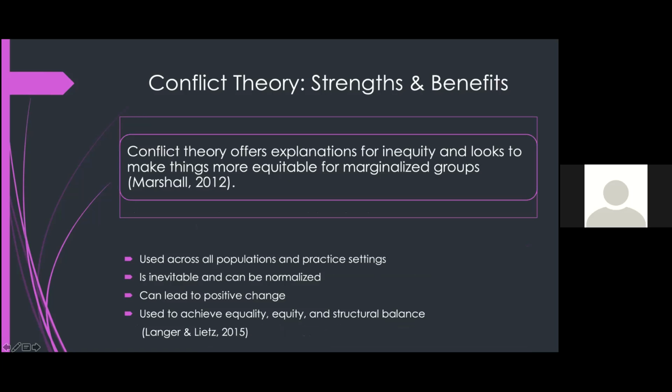There are many strengths and benefits of conflict theory. According to Deborah Marshall, conflict theory has helped provide explanations for inequity and strives to make things more equitable for marginalized groups. According to Langer and Leitz, conflict theory can be used across all practice settings and populations. In life, conflict is inevitable, so the use of conflict theory can assist in normalizing conflict. The presence of conflict can often lead to positive changes, and analyzing conflicts can lead to achieving greater equality, equity, and structural balance in society.